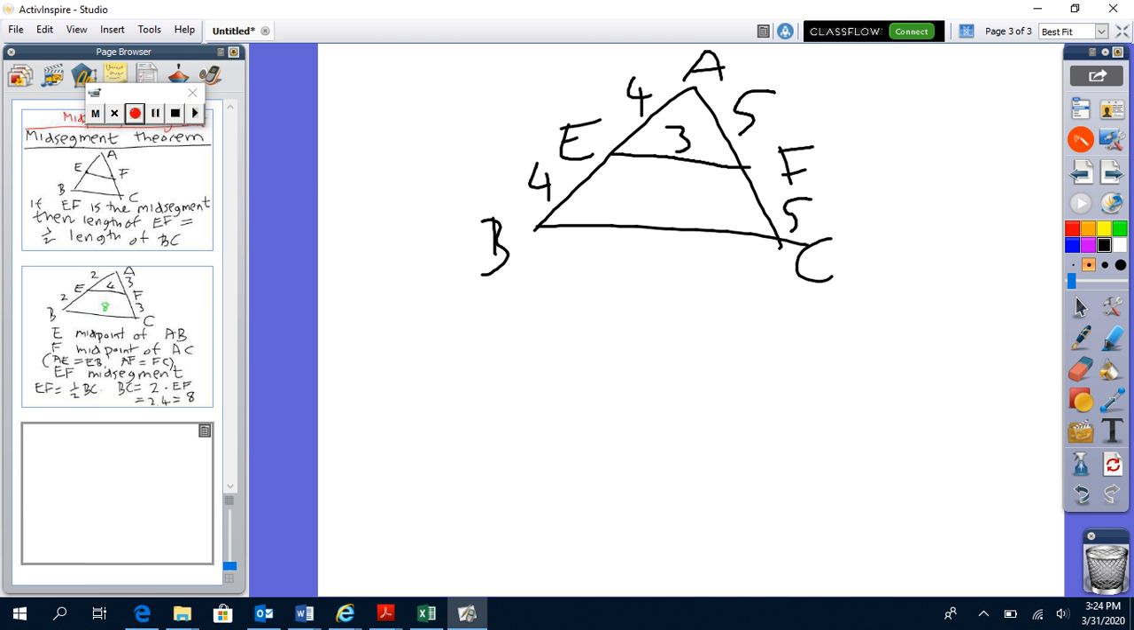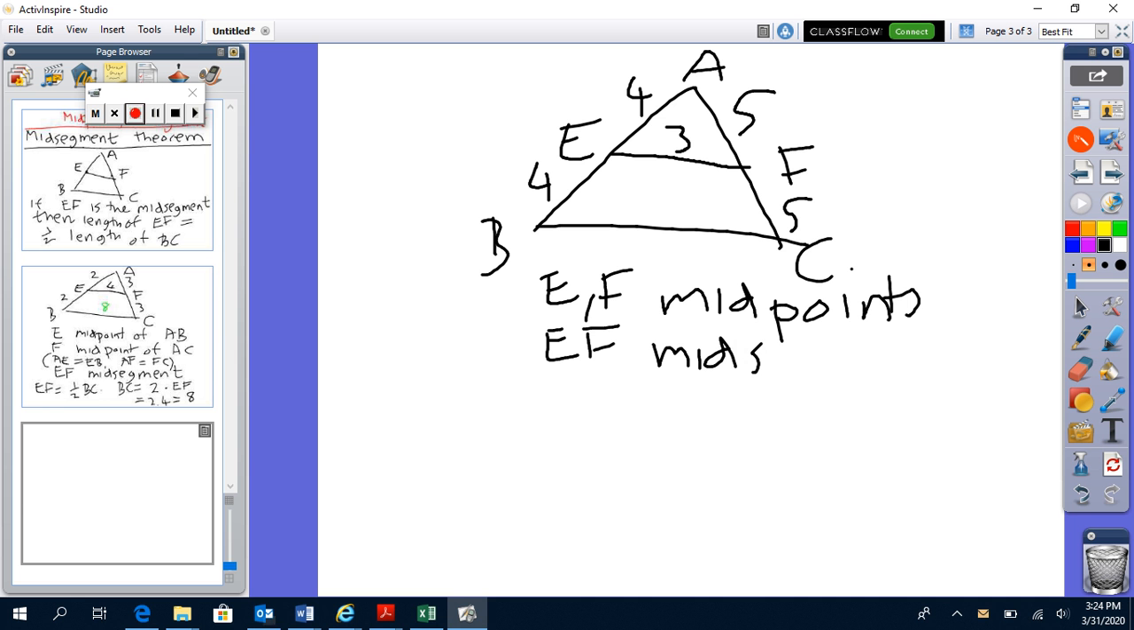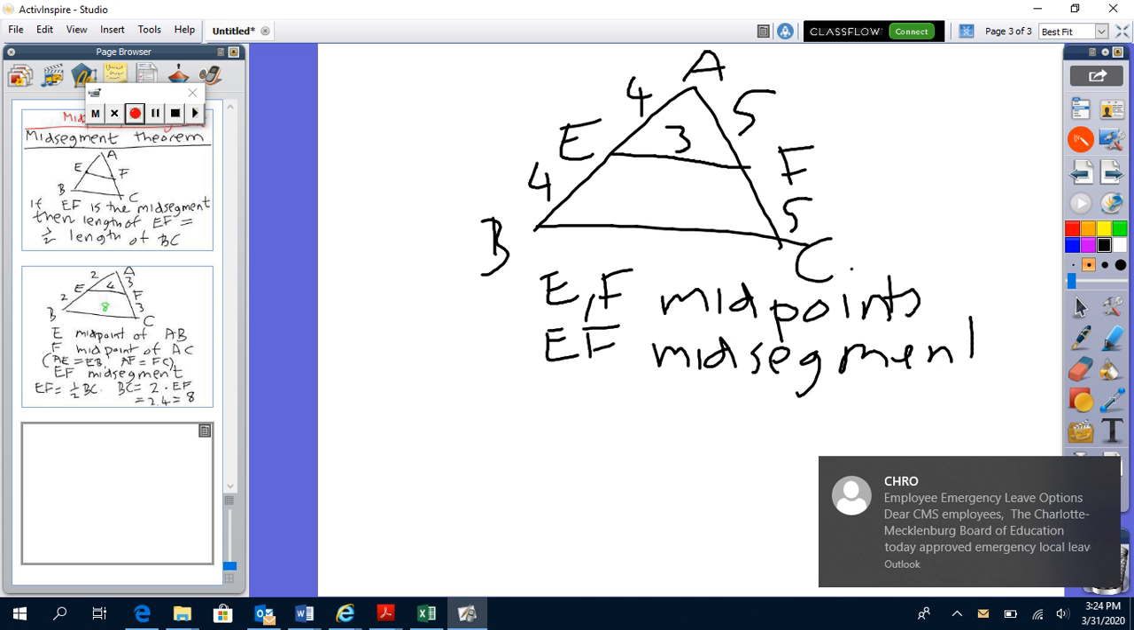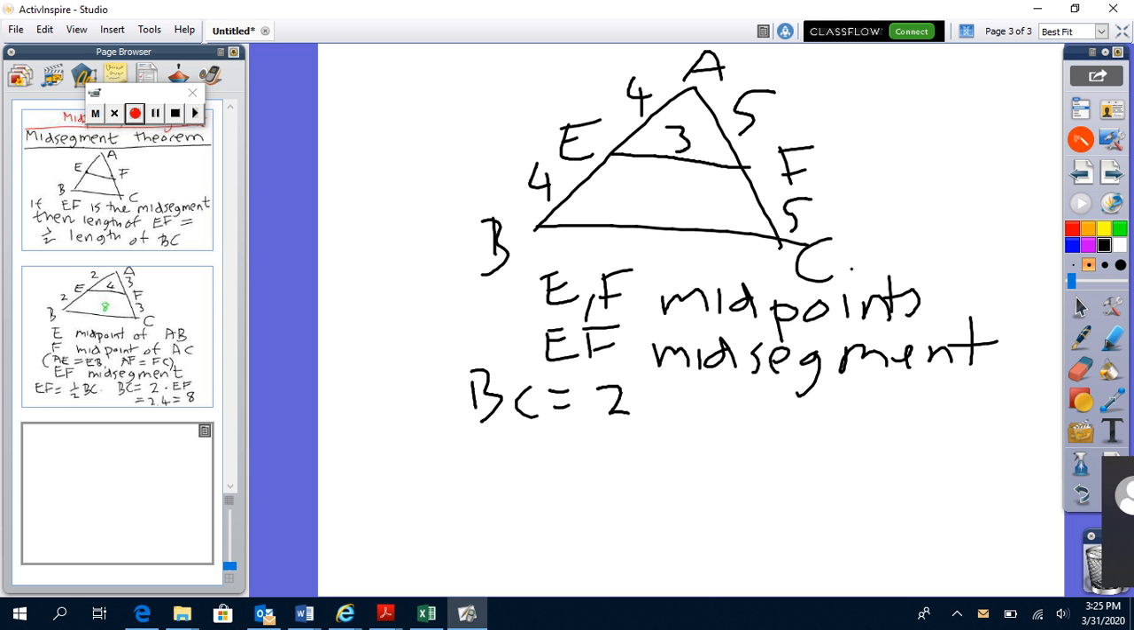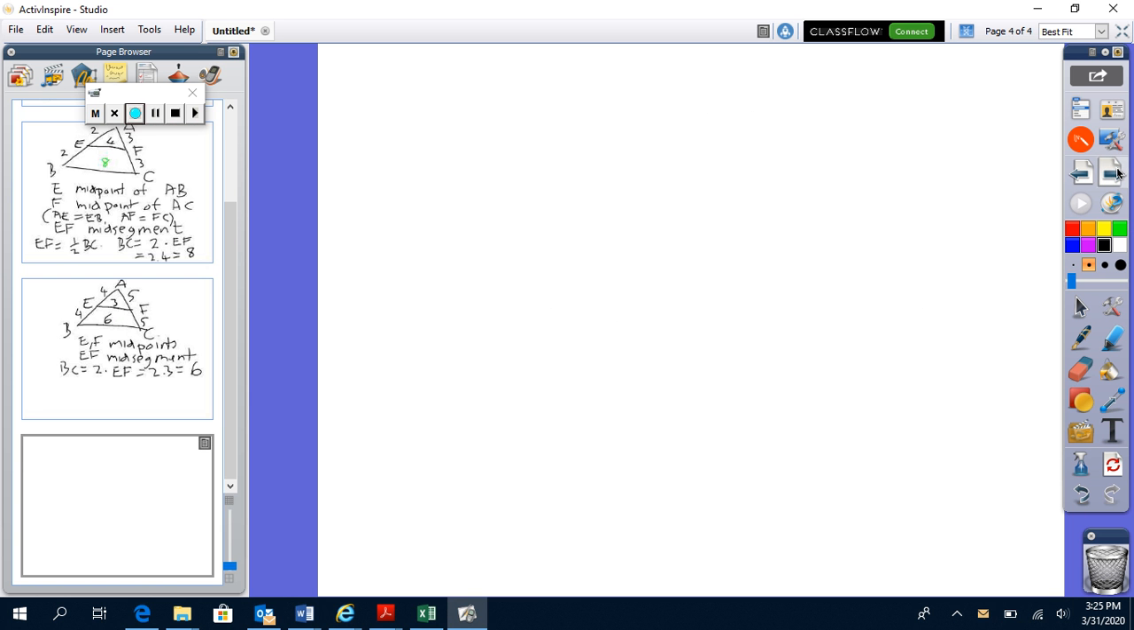Okay, let's take another example. Okay, so again, E and F are midpoints. Looking at the numbers, EF must be a mid-segment. So BC is going to be 2 times the length of EF. Because EF is a mid-segment, so it's going to be 2 times 3, which is going to be 6. So BC is going to be 6. Okay, let's take one more example.